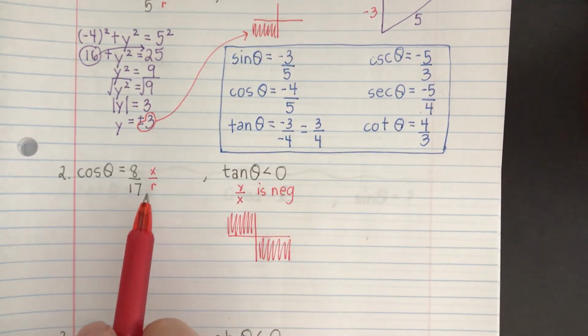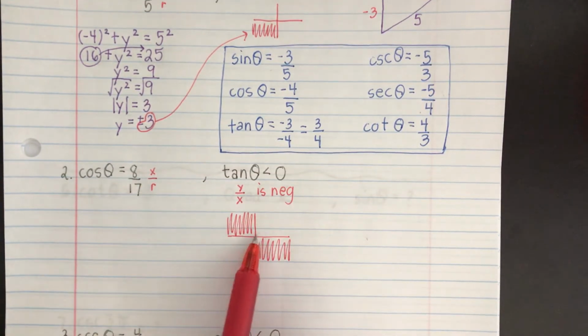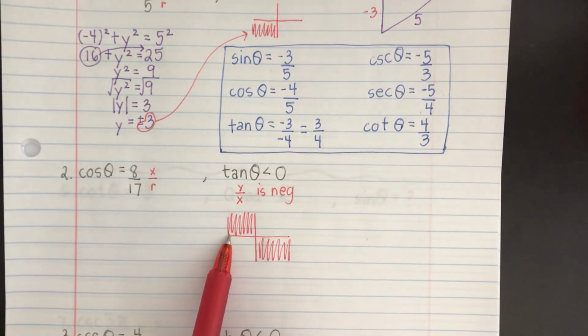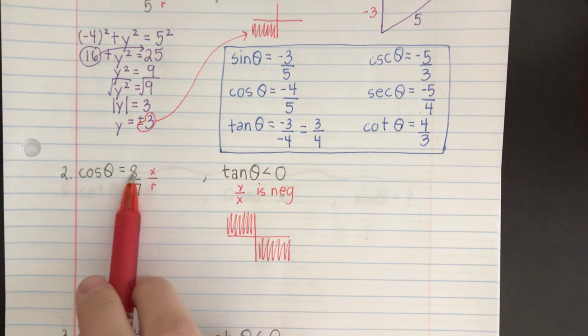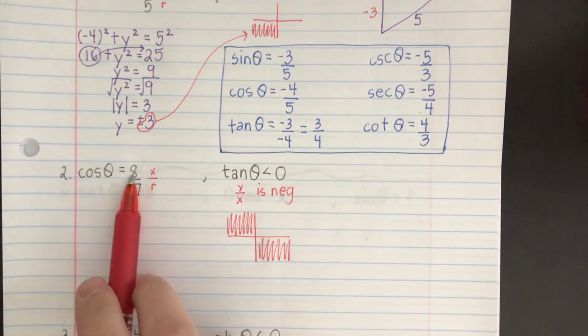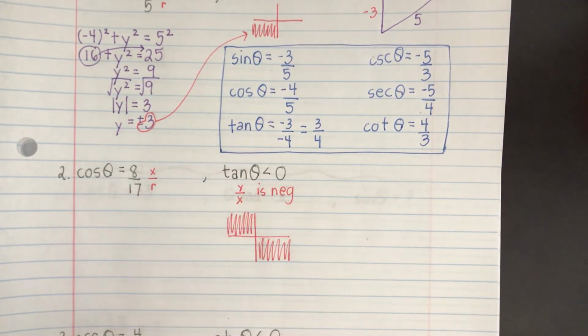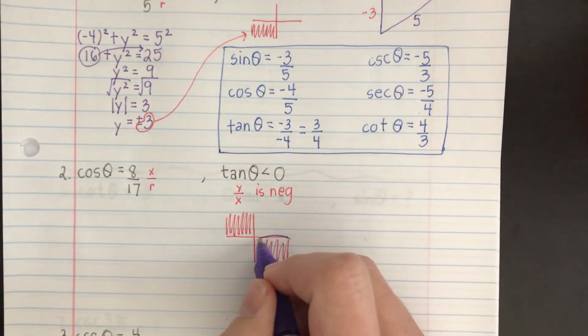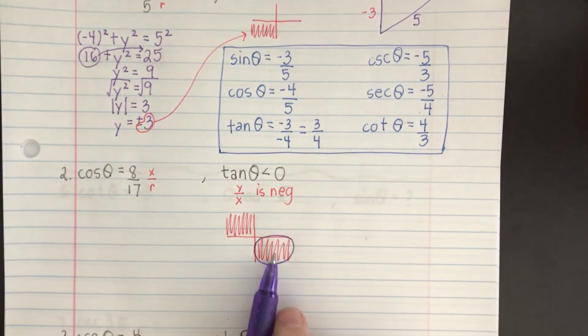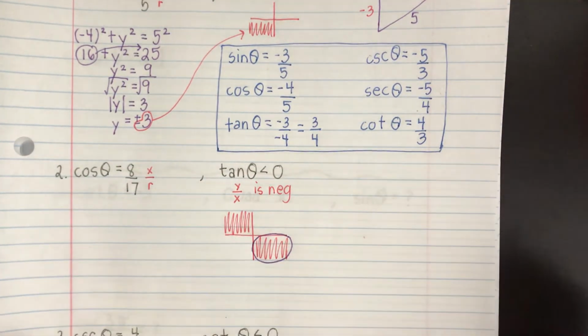We already know x is positive, so it cannot be the second quadrant because x is already positive. It was given in the problem. So it must be that our y value is negative. So we actually already have a leg up because we know our y value must be negative. It's got to be this quadrant. So I can start drawing my triangle.